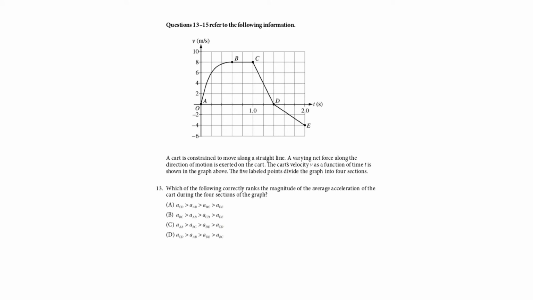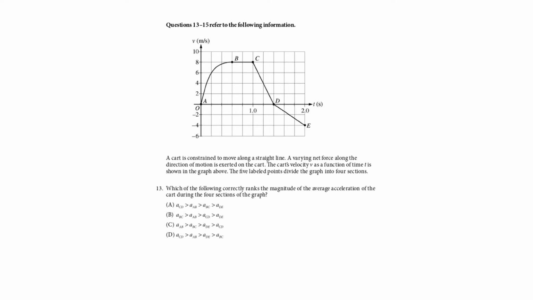All right, refer to the following information. A cart is constrained to move along a straight line. A varying net force is exerted on the cart. The cart's velocity v as a function of time is shown in the graph. So this is the velocity graph. There are 5 sections. Which of the following correctly ranks the magnitude of acceleration for the 4 sections of the graph?